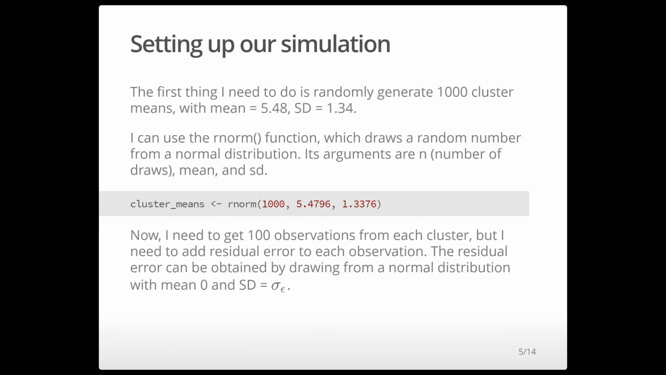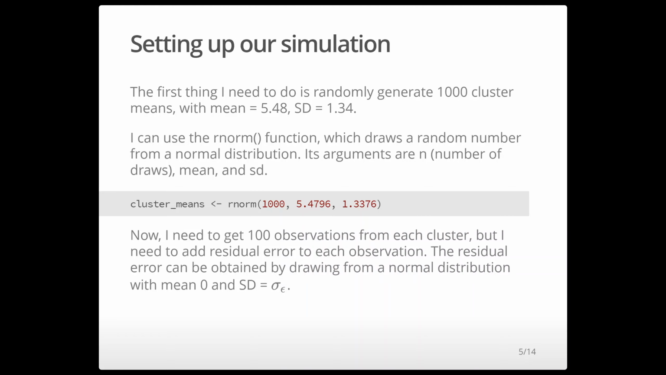And the reason we want to use standard deviations is because that's the way R likes it. So what I'm going to start by doing is randomly generating 1,000 cluster means. These are going to match our population parameters. So these cluster means are going to have a mean of 5.48, and they're going to have a standard deviation of 1.34.